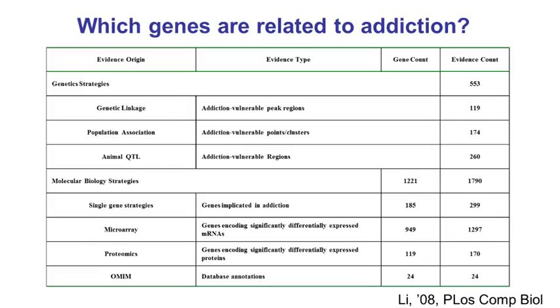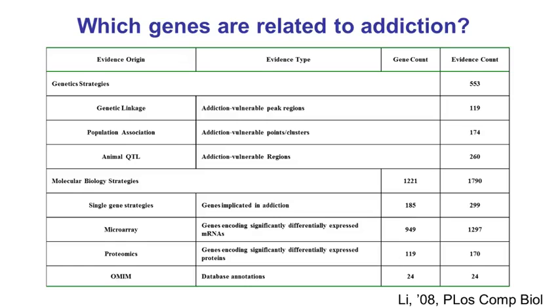There are two main types of experimental evidence. The first is evidence from genetic studies such as linkage analysis and association studies, and the second is evidence from molecular biology experiments such as gene expression and proteomic studies. These two types of evidence each identified hundreds of genes related to addiction. However, only 4 genes are identified by both types of experimental approaches. The overlap is surprisingly small.